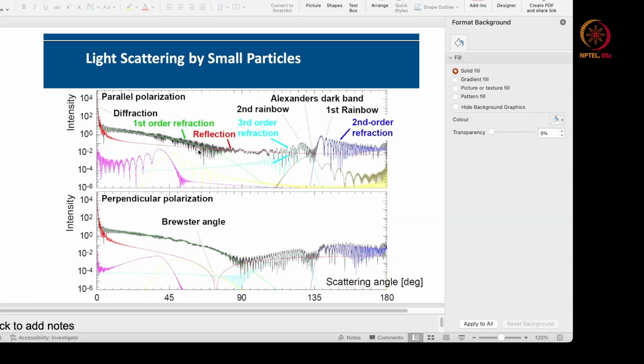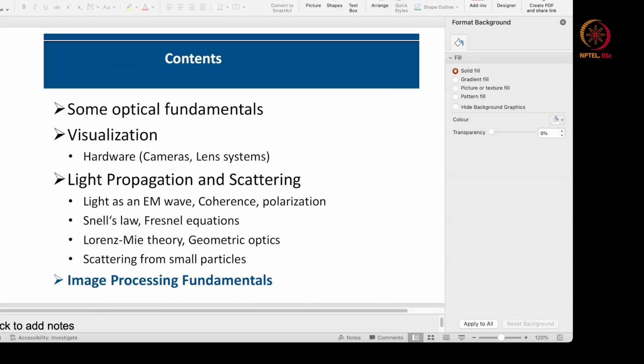So again, this is once again the same plot. I just want to re-emphasize that it's very important to know what kind of polarization you actually have. So this now moves to what we call the image processing fundamentals. Now we know what light propagation is, what scattering is, and a little bit about Lorenz-Mie theory. We know scattering from small particles, geometric optics, Snell's law, the Fresnel equations, and polarization. We know all about cameras and lens systems now.